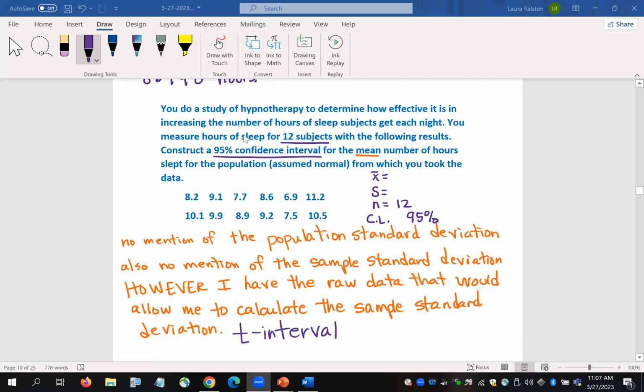Okay, so let me walk back through that. Remember the sample mean is not given, but Minitab is going to calculate it because I have the raw data. The sample standard deviation is not given, but I can calculate it from the raw data. Minitab is going to do that for me. It does tell me I had 12 subjects, or I can count how many values I have, and it clearly tells me to do a 95% confidence interval. So I need to go out to Minitab, and I've got to enter these 12 values.